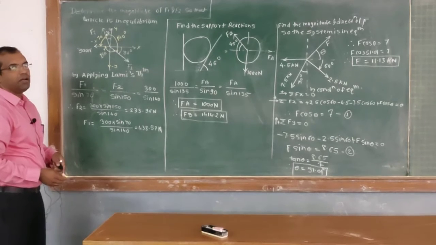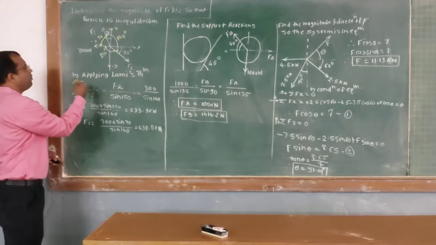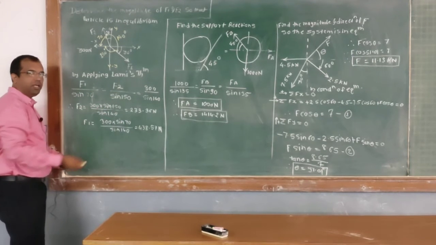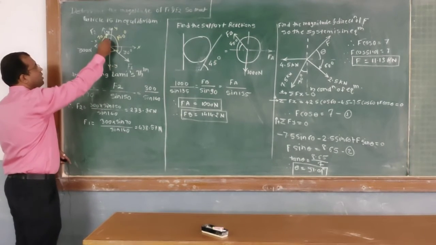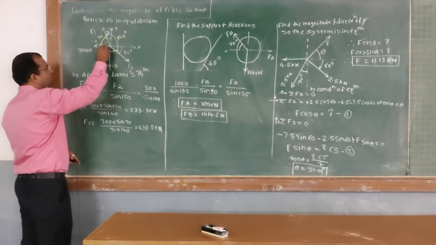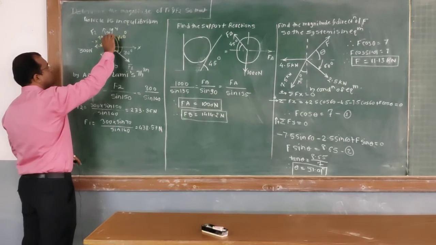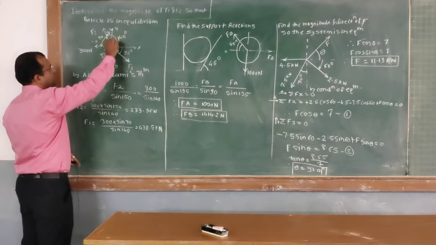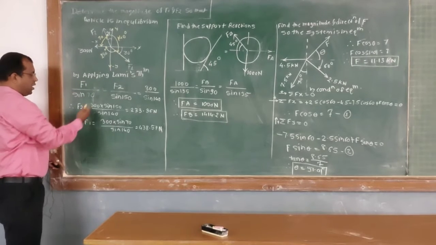Now apply Lami's theorem. Lami's theorem says force upon the sine of the angle between the remaining 2 forces is equal to another force upon the sine of the angle between its remaining 2 forces. So if I take the force F1, the angle between the other 2 forces is 70, so F1 upon sine of 70 is equal to F2 upon sine of 150, which is equal to 300 upon sine of 140 degrees. So this is Lami's theorem. Now we have to solve this.